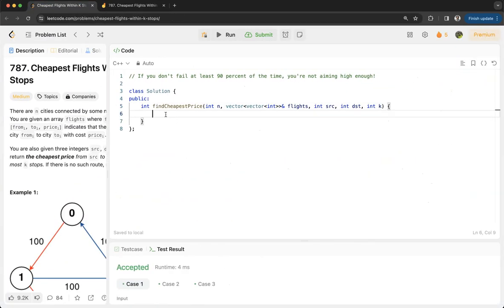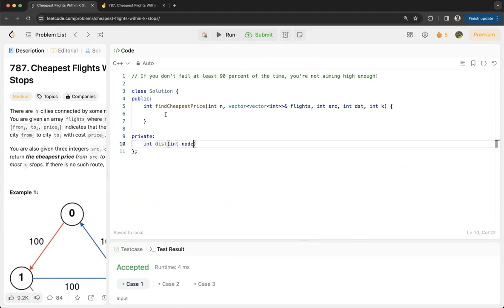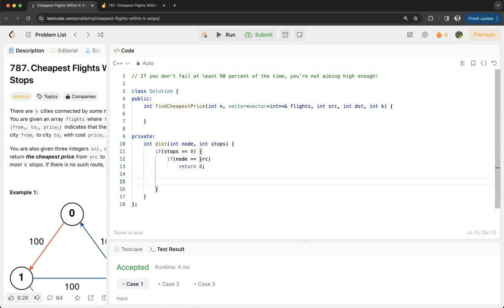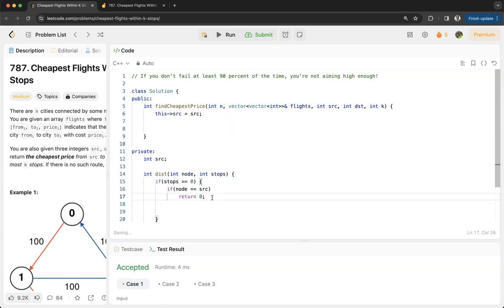So what do we need? We need a dist function. Then we need to implement the base case. And we need to save SRC in one of the class variables. And then the other one, we need to check all of the edges. So we need to save this one in the class as well.